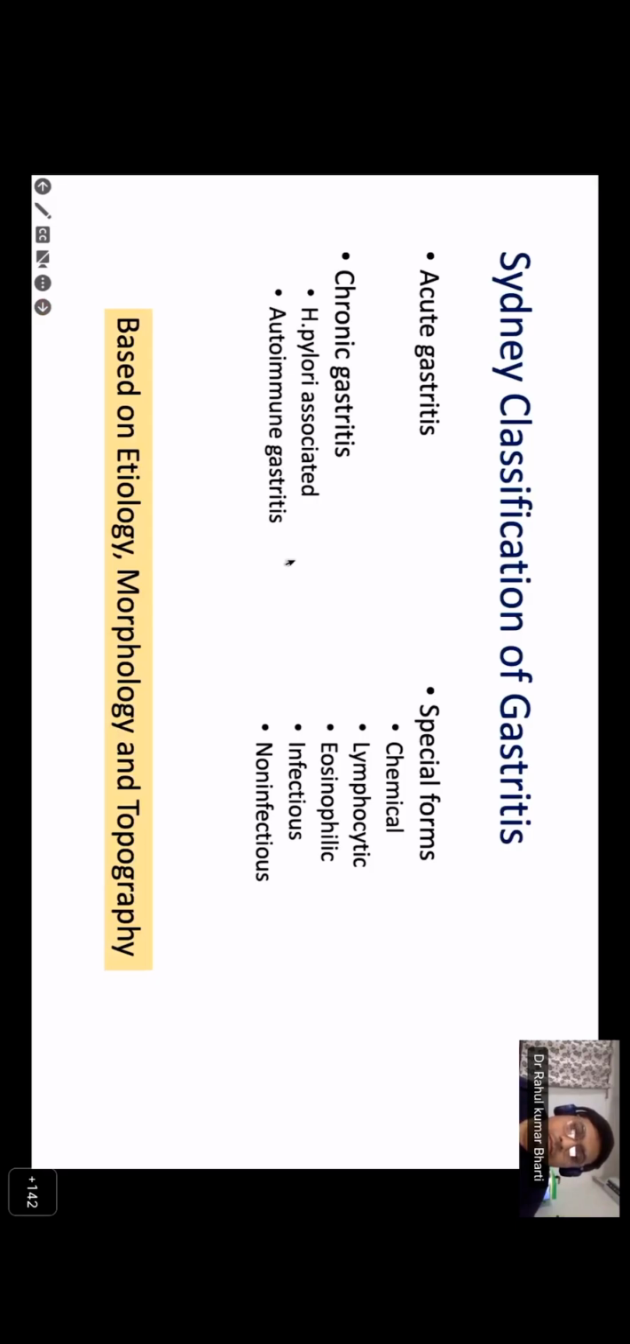Okay. So when you classify gastritis, the Sydney classification system classifies gastritis as acute and chronic. And chronic is H. pylori associated and autoimmune. We've seen those. And then there are special forms of gastritis: chemical, lymphocytic, eosinophilic, various infectious and non-infectious causes. So the classification of gastritis is based on the etiology. So here it's H. pylori associated, autoimmune, chemical, eosinophilic. But it may also be based on the morphology, how it looks, like lymphocytic and eosinophilic, or on the topography. So which part of the stomach is affected.